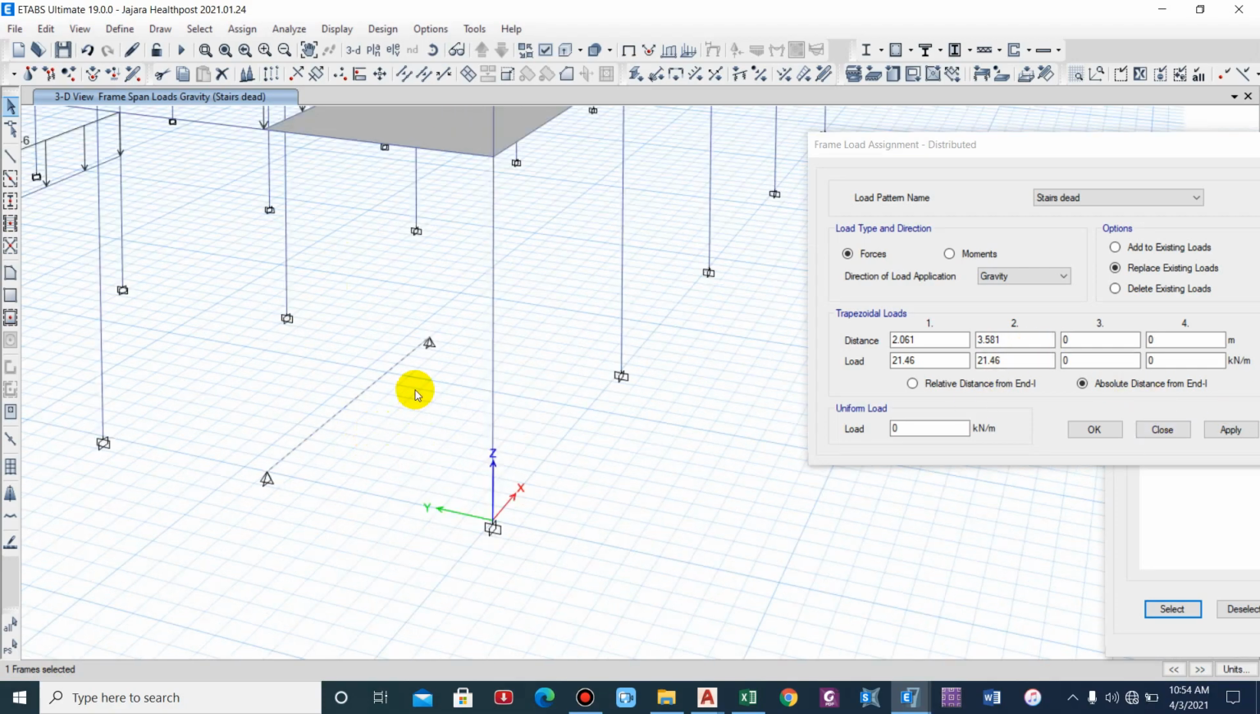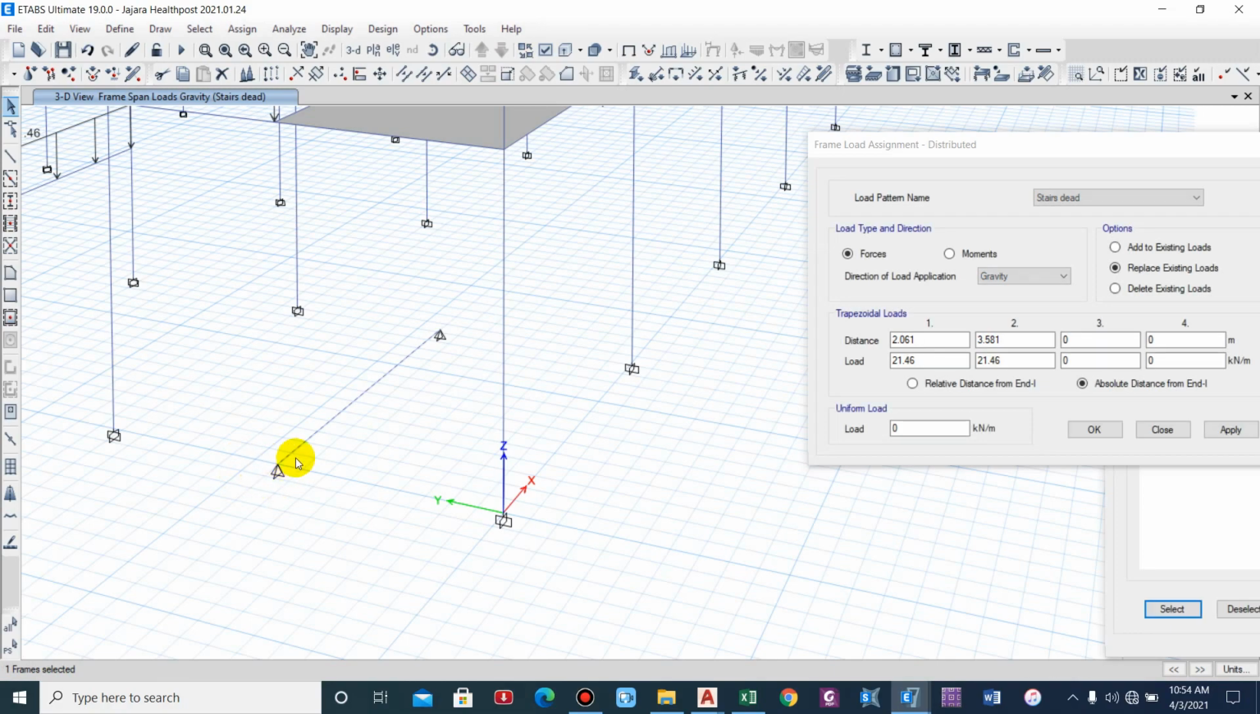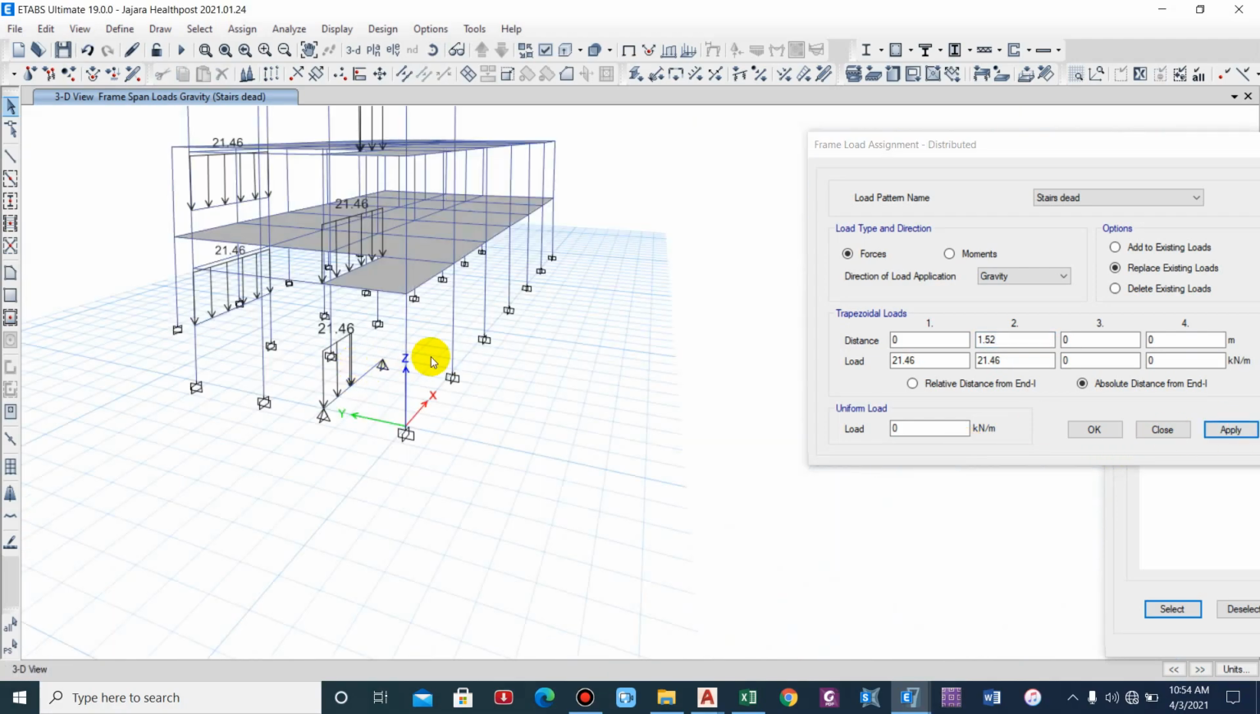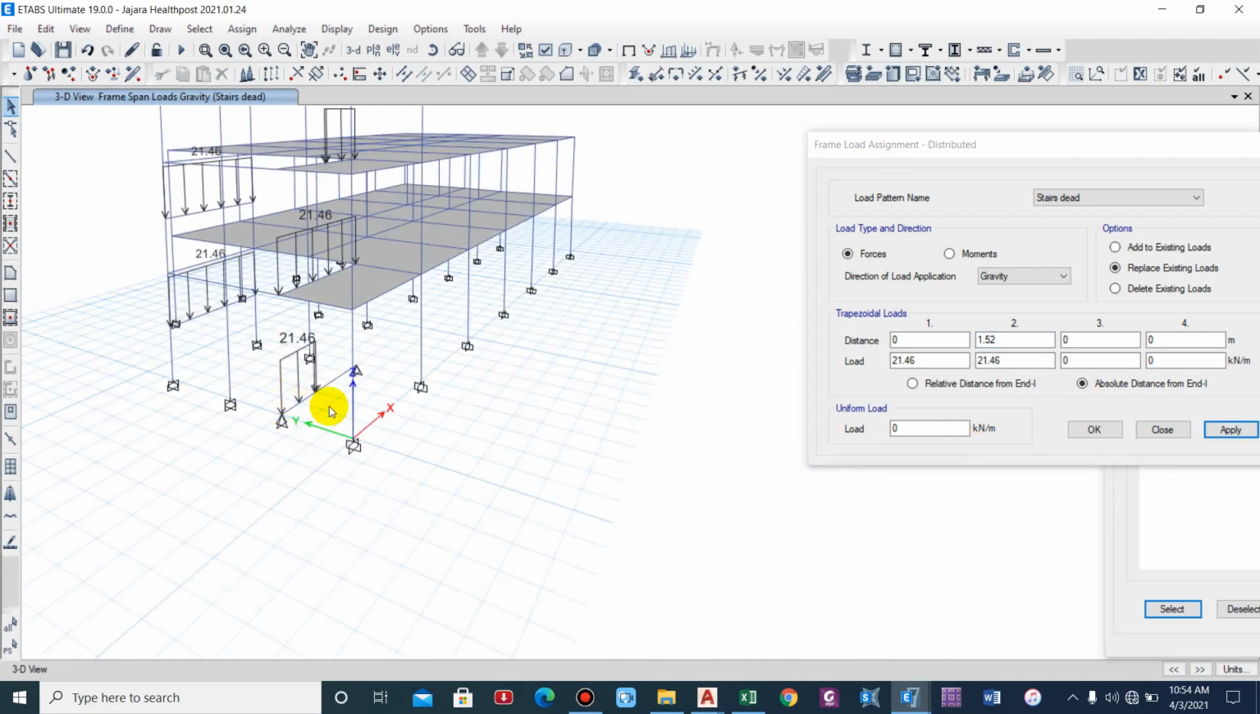So the basic idea of end I and end J is that the point from which the beam is being drawn is known as end I. That is, I draw the beam from this point to this point, so this point will be end I. Now we have to apply load from this point up to the width of the staircase, so 1.52 meter from this point. End point 1 will be at 0 distance from end I. Similarly, end 2 will be at a distance of 1.52 meter. So 21.46 will be the load that will be applied throughout this width of the staircase. So apply.